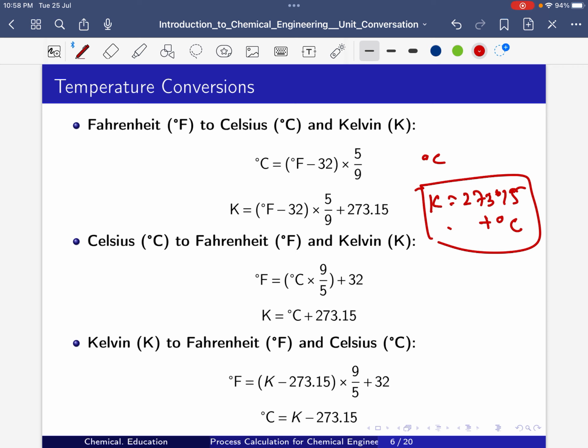So degree Fahrenheit is equal to degree centigrade into 9 by 5 plus 32, and Kelvin is degree centigrade plus 273.15. So for Kelvin to Fahrenheit, degree Fahrenheit will be K minus 273.15. First we have to convert to degree Celsius and then multiply by 9 by 5 plus 32. So we will get Fahrenheit. And from Kelvin to degree centigrade, it is K minus 273.15, so we will get degree Celsius.